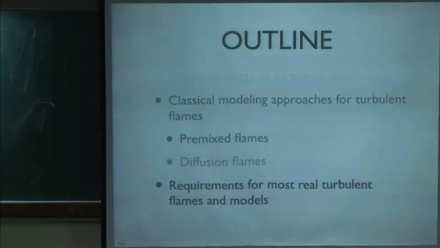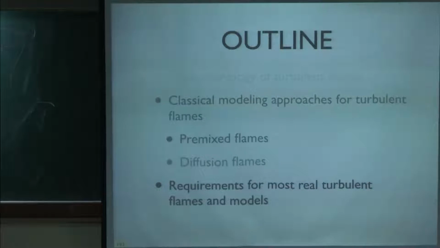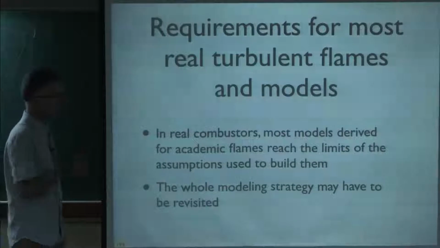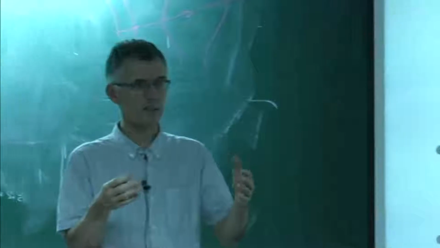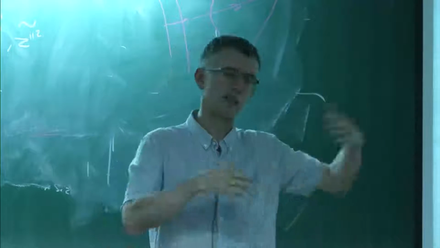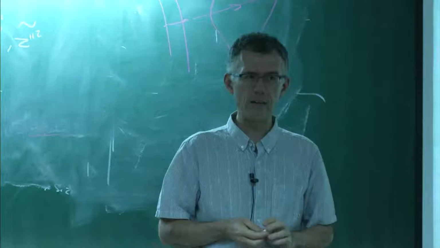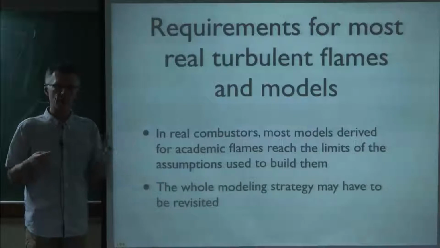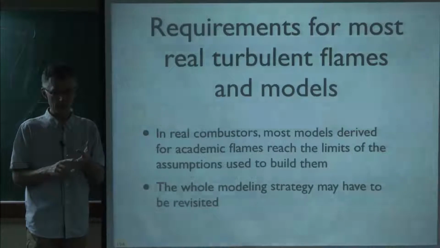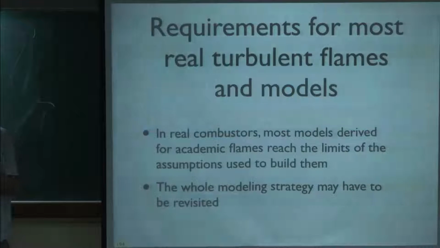Now, I want to finish with a few words about real flames. Real flames are different. In real combustors, most models that you have derived for simplicity, because if you work in the academic world, you start by saying, okay, let us simplify that to begin with, and then we'll see later what comes out. This is why we look at the pure diffusion flame or the perfectly premixed flame. But when you go to a real system, then you have to account for other things: partially premixed flames, heat losses, radiation, and in that case, many of the strategies that we derived for simple flames just don't work. We have to find another way, and that's the problem.